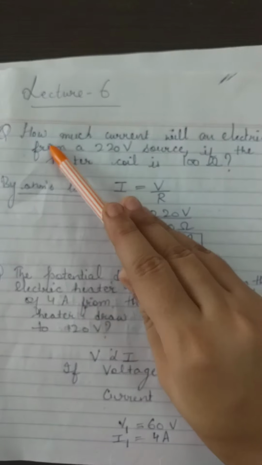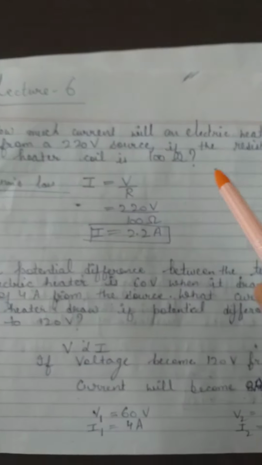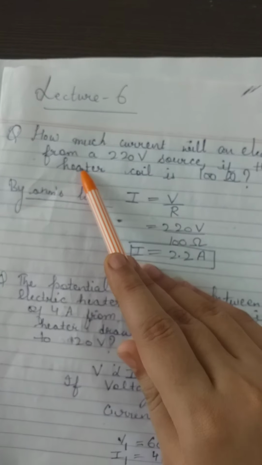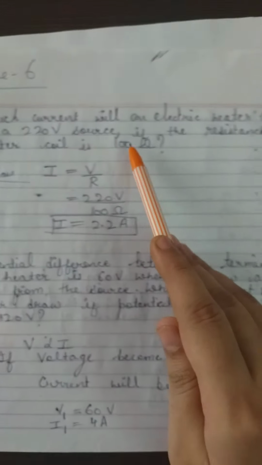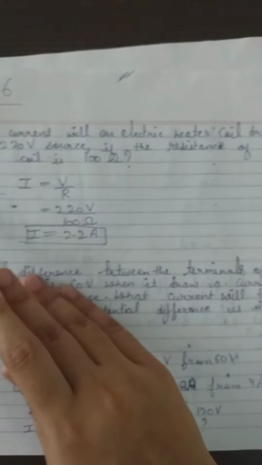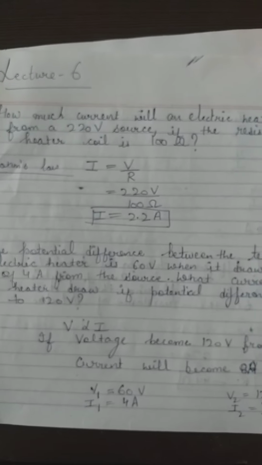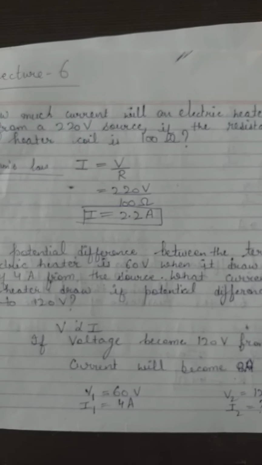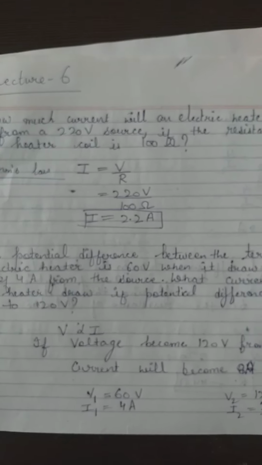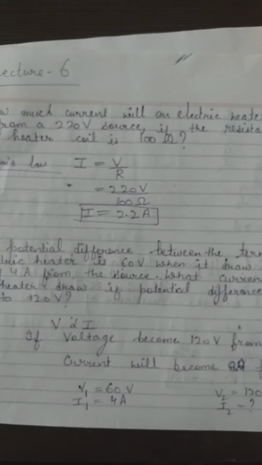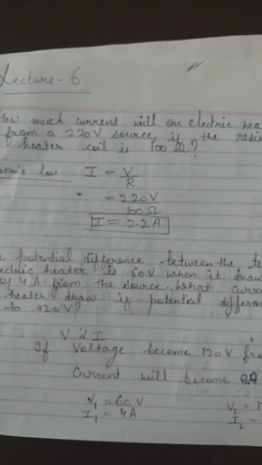Read it. How much current will an electric heater coil draw from a 220 volt source if the resistance of the heater coil is 100 ohm? It is asked that if the voltage in a circuit is 220 volt and the resistance in a circuit is 100 ohm, then how much current will flow through the circuit?